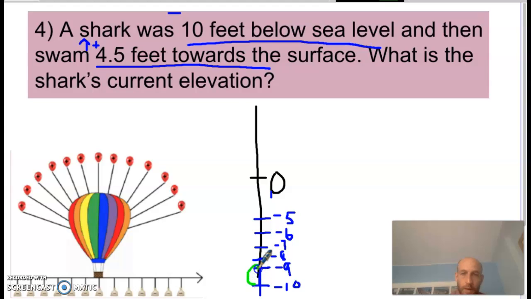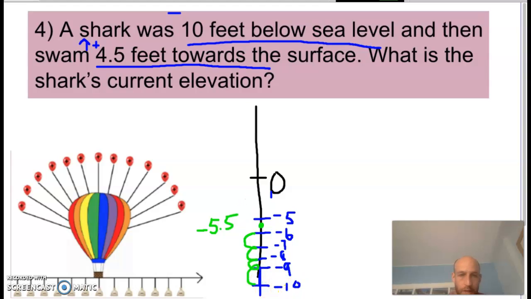So 1, 2, 3, 4. Okay, that's up 4, and then a half would be right here. So you can see my answer is negative between -5 and -6, which would be -5.5.